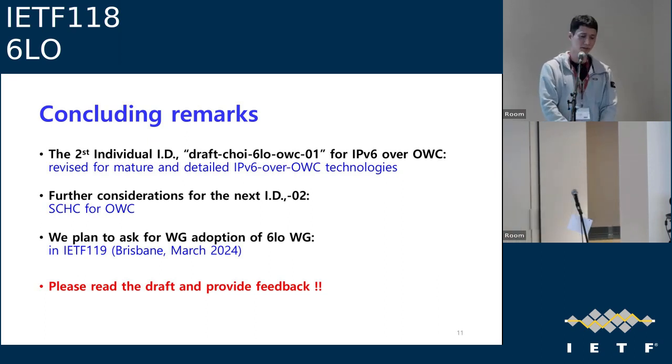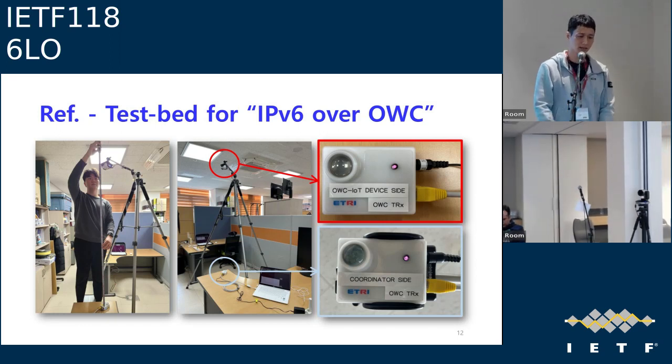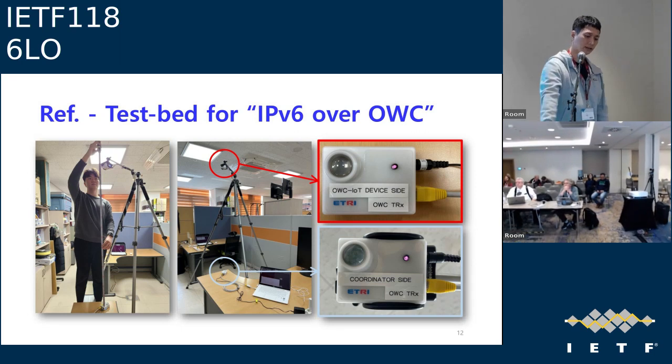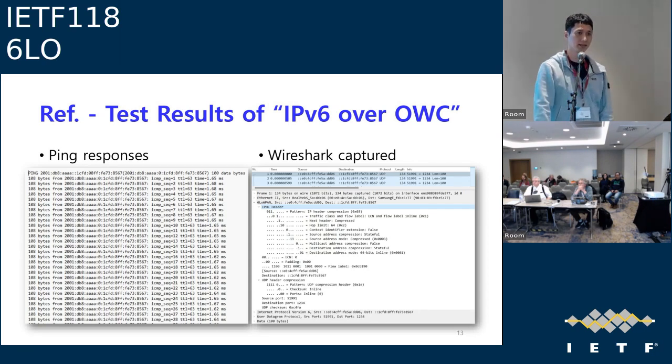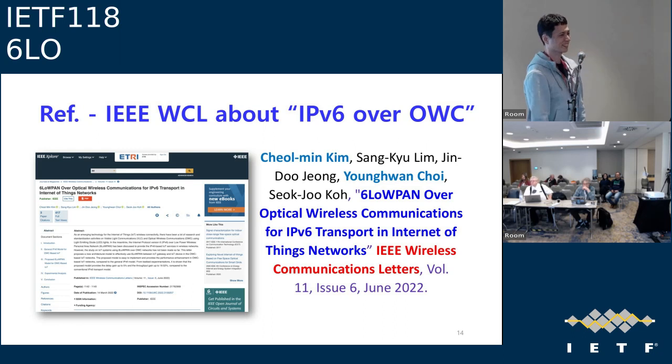So this is the last slide. Actually, I have two more. I gave you the slides, but the same. This shows that I had a test bed like that, IPv6 over OWC. These are the TX and TRX, and they communicate bidirectionally like that. The next slide shows the test result of IPv6 over OWC. It's a simple link, but they can communicate with each other bidirectionally. And the next one, I gave the paper like that. You can see the paper here for some detailed information. Thank you. Yeah, that's all.